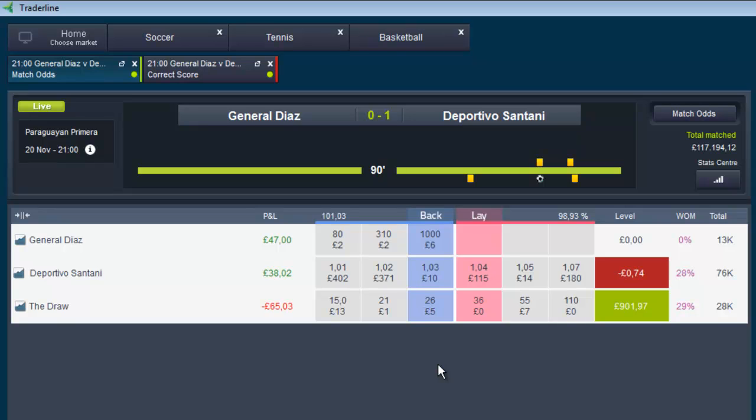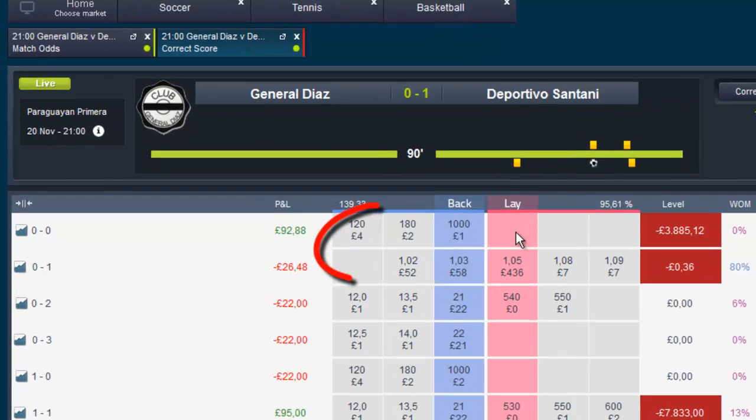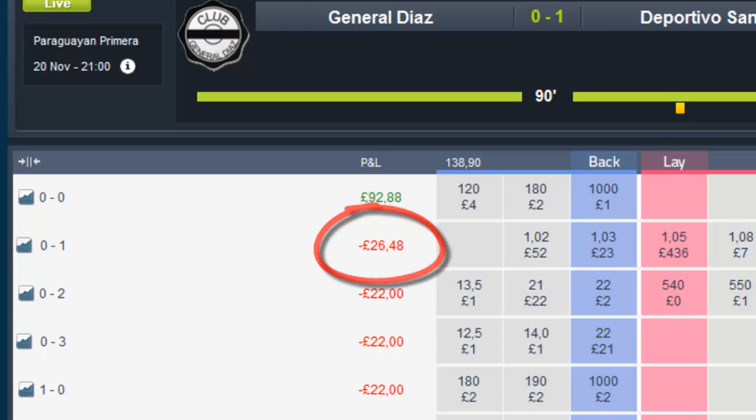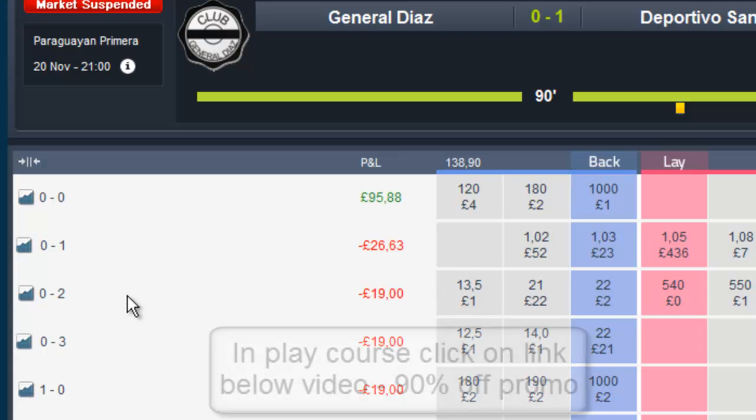Right, so it's near enough full time, so it's looking pretty certain it's going to finish 1-0 to the away team. Yeah, there's literally a minute left. So I've got a liability of negative £26 in the correct score market, so I'm going to lose £26 there. But that's going to be covered by the match odds market. I'll just go back to the match odds market.